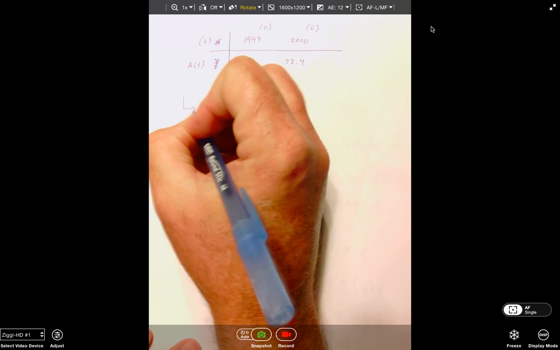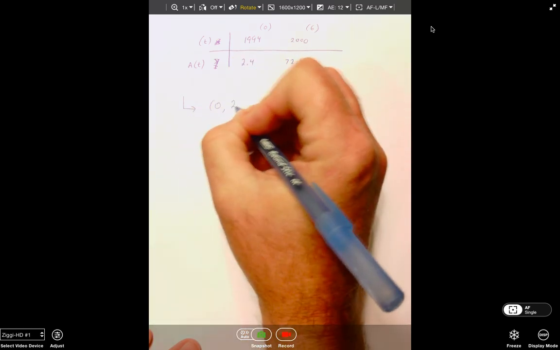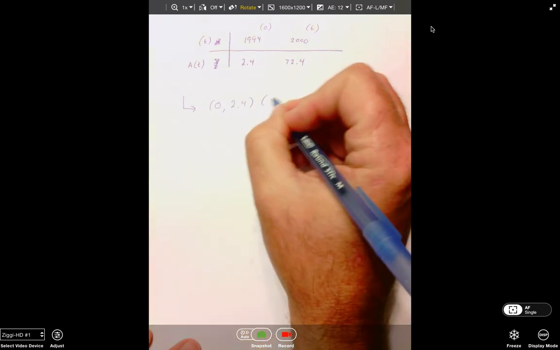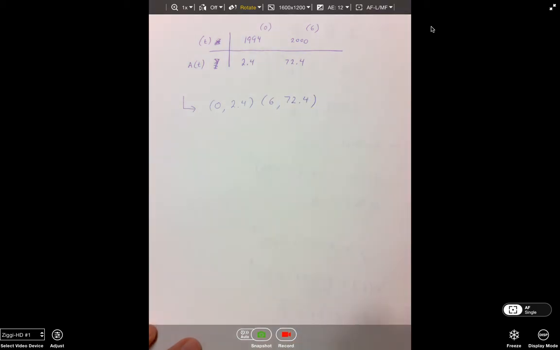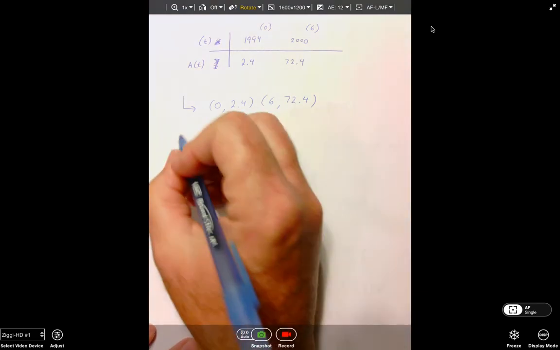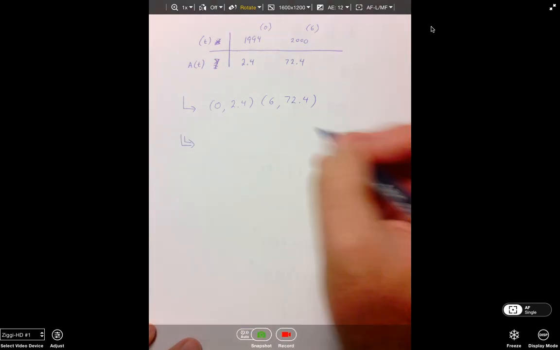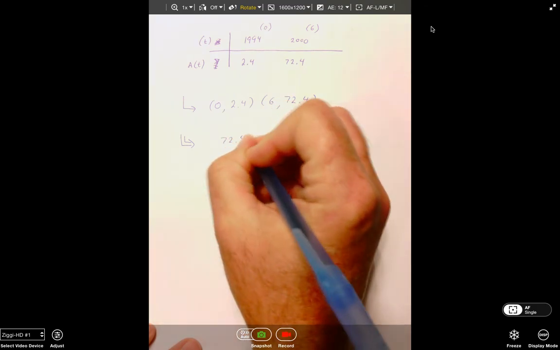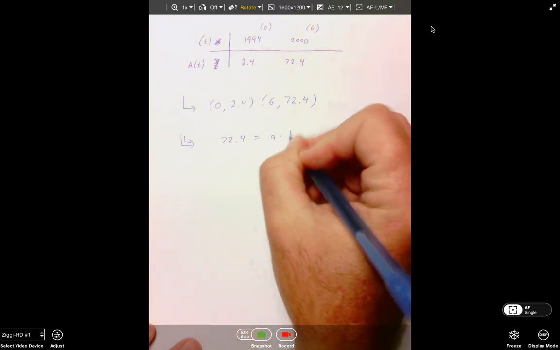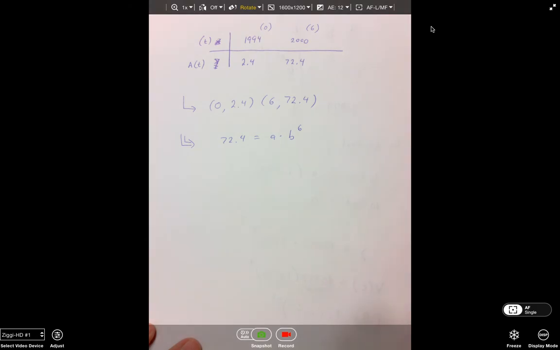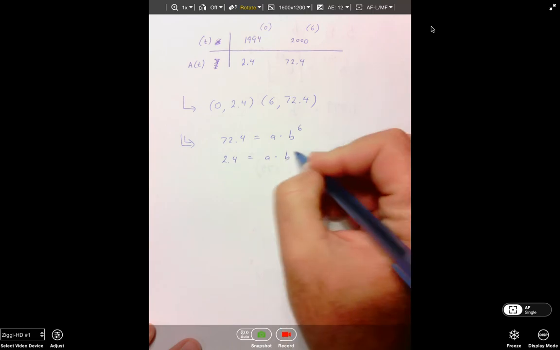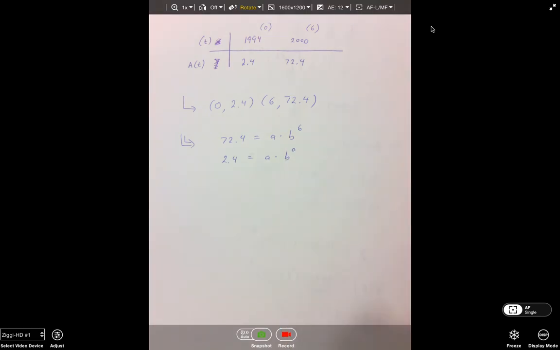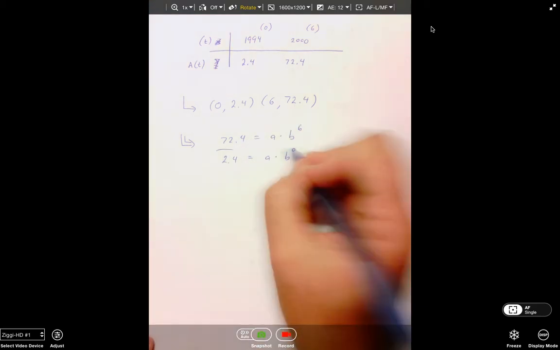So guys, the way I would look at this is as (0, 2.4) and (6, 72.4). So again, what would Darbro tell you? Start with the biggest. So 72.4 equals a times b to the 6th power. And then I would look at 2.4 equals a times b raised to the 0 power. All right, divide both sides.